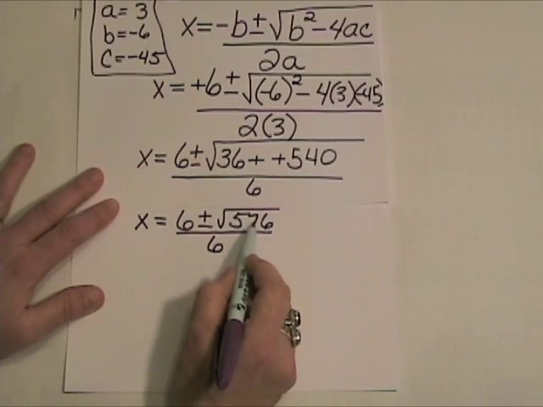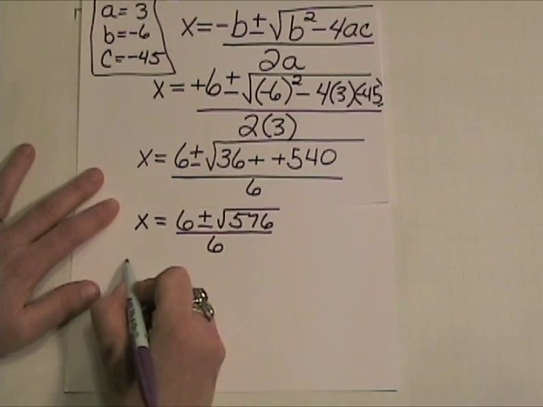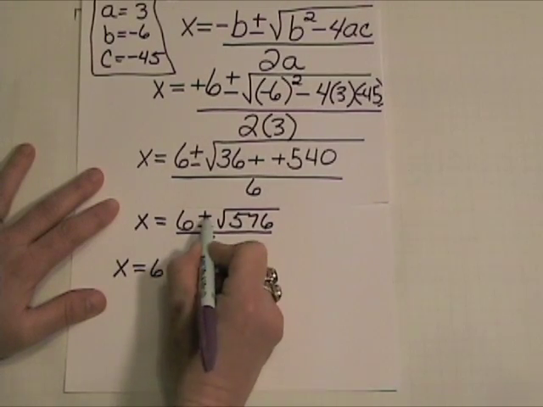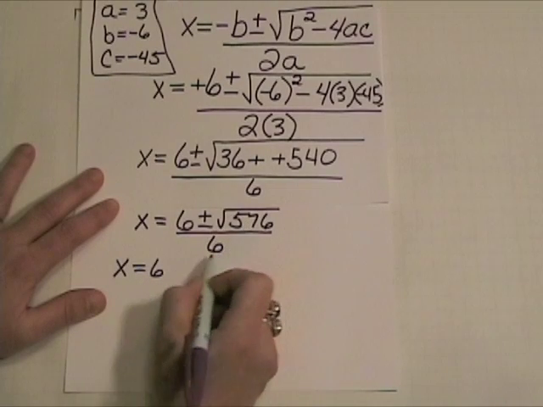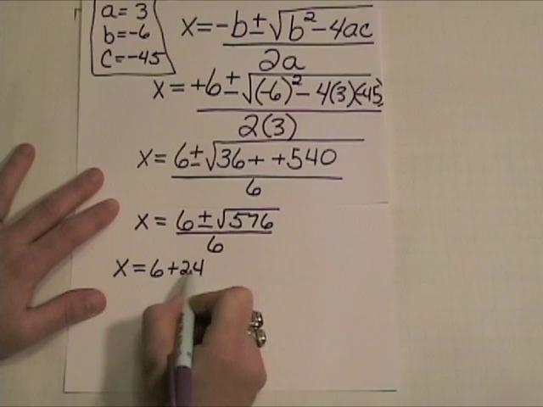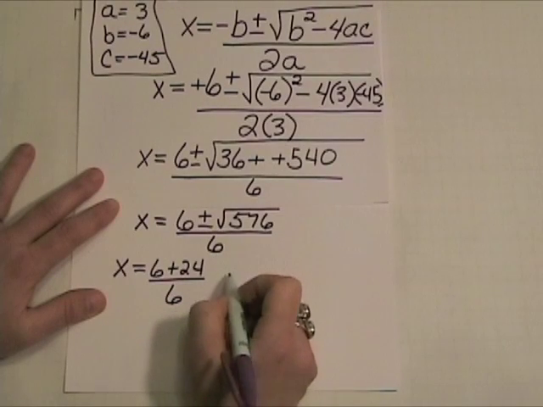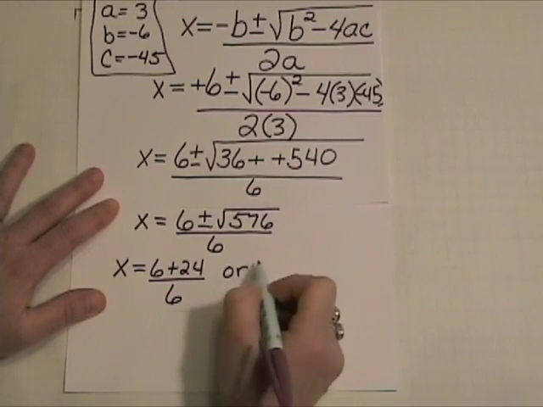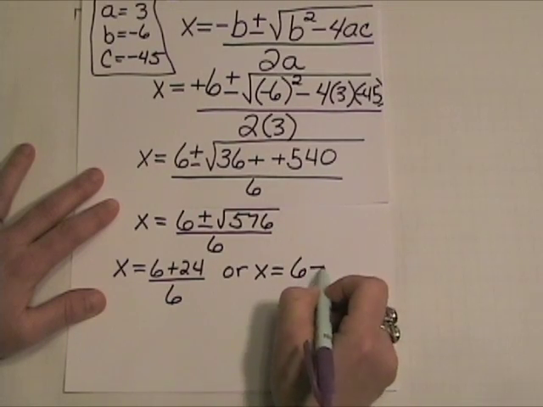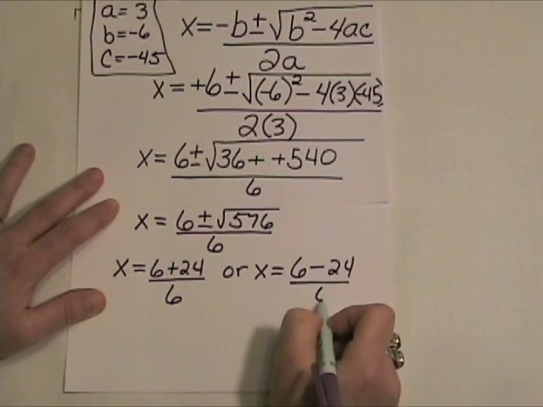Now, if you take your calculators at this point, you can see that the square root of 576 is 24. So the situation now is going to look like this. I'm going to take the 6 plus the square root of 576, which of course is 24, so 6 plus 24 over 6 is one of my two answers. Or x might be equal to 6 minus 24 over 6.